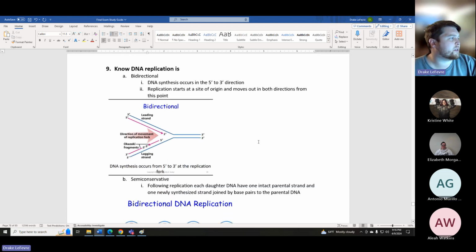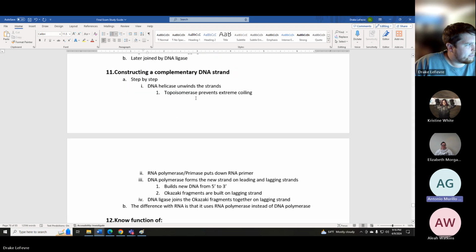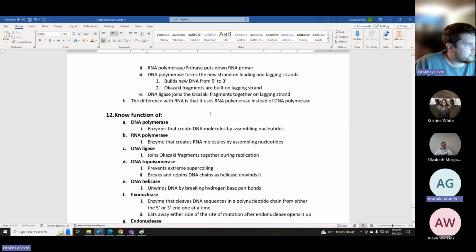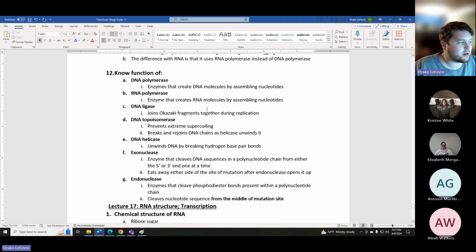Okay, DNA replication. Antonio, is there anything specific? Do you feel okay with DNA replication, or do you want to start at DNA replication? I'm okay with DNA replication. Okay, what part specifically are you more unsure about? It was the enzymes, like the DNA polymerase and all these guys, just what the functions of them are.